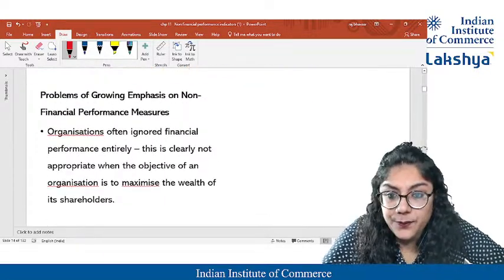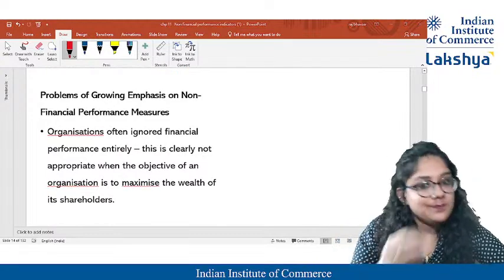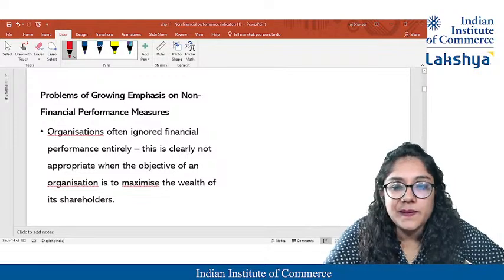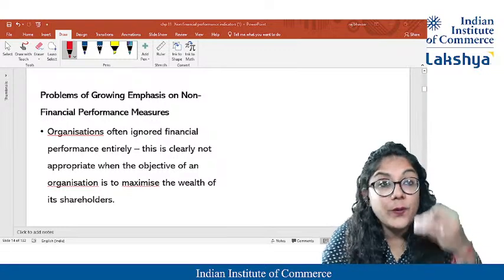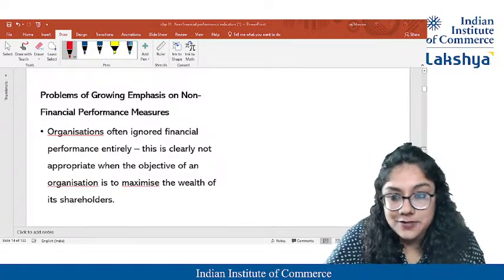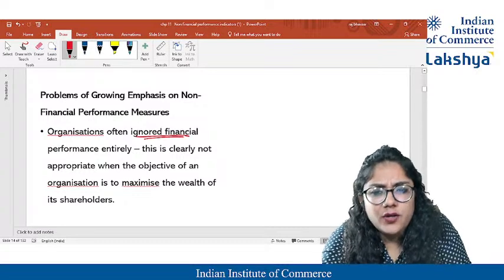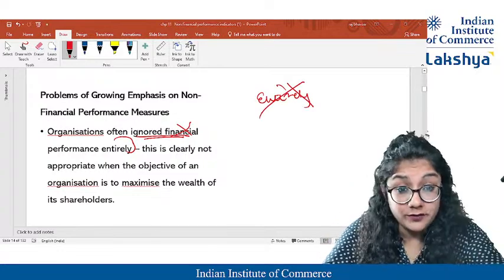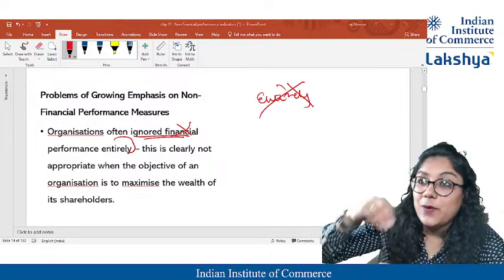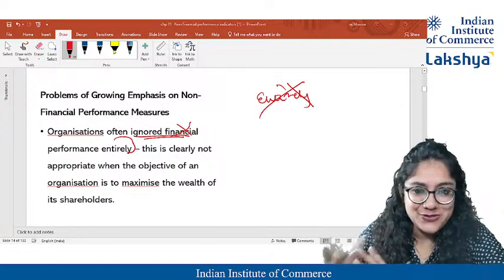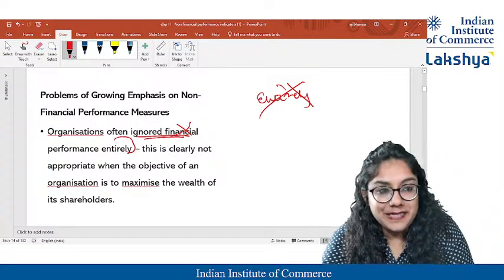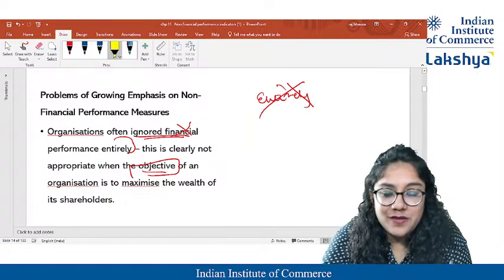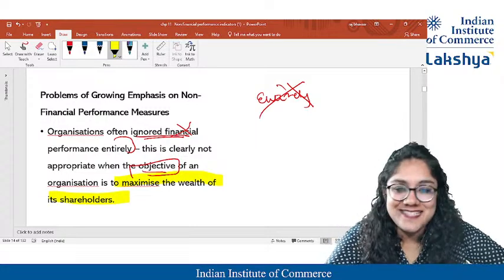Okay. Now we know that if there are certain advantages, without disadvantages, things will not be complete, isn't it? So, what are the problems of growing emphasis on the non-financial performance indicators? Like over here, the organizations often ignore the financial performance entirely. See, entirely only one function will not work. Entirely, things will not work. They need to be in the proper combination. Like what is important at what period needs to be catered first. So this is clearly not appropriate when the objective of an organization is, yeah, the objective of every organization, to maximize the wealth of its shareholders.